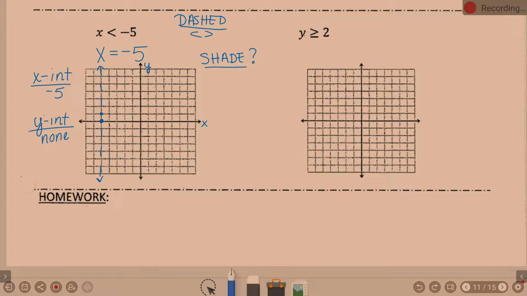What kind of sign did we have? This sign. That is a less than sign, right? So would it make sense that less than values are to the left or to the right? Where are smaller numbers? Smaller numbers are always to the left. Since they say less than, this is the one time we get to say left. So we're going to shade right back there.